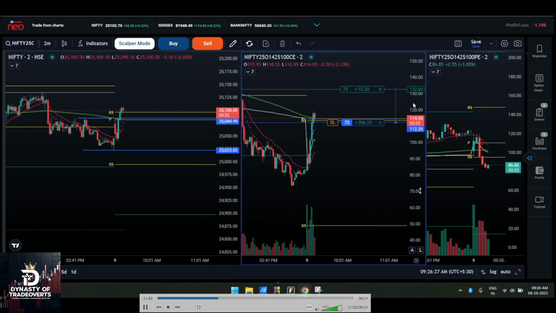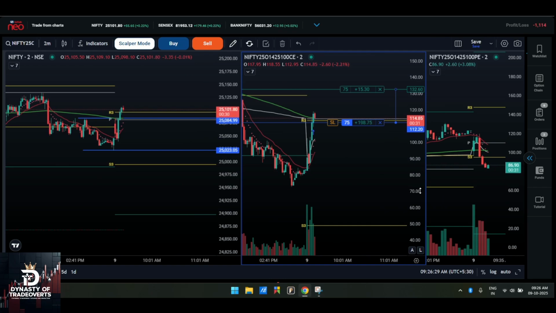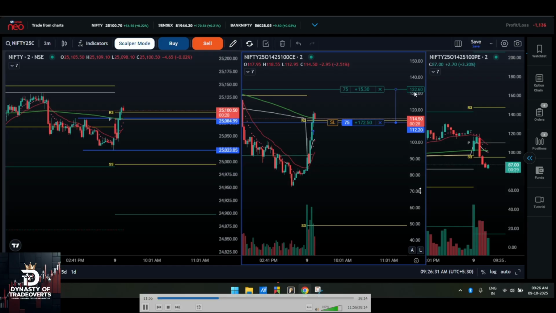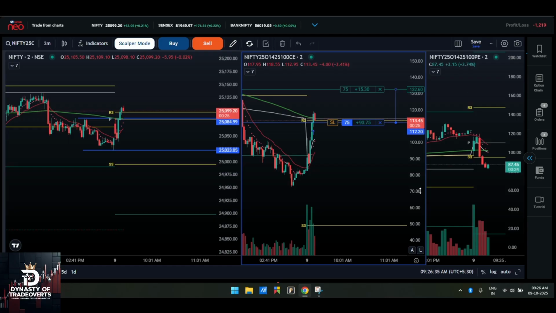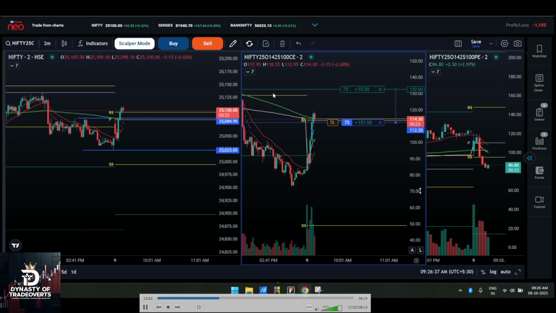I'm setting a 20-point target so that my losses will be covered. But I failed to check what is the resistance on the left side of these candles, like yesterday's resistance level.